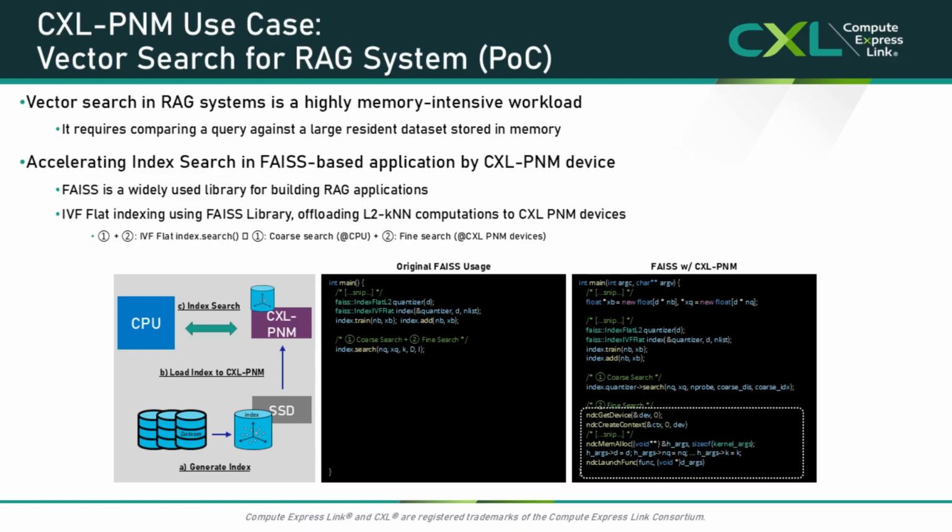So on this slide, you can see the code comparison. The left side is the original FAISS code, and the right side shows our modified version. We added just a few lines to redirect the fine search to the PNM device using our API. In summary, first, the vector index is generated from the dataset. Then the index is loaded into the CXL PNM device. And after that, at query time, the CPU handles coarse search and the CXL PNM handles fine search.